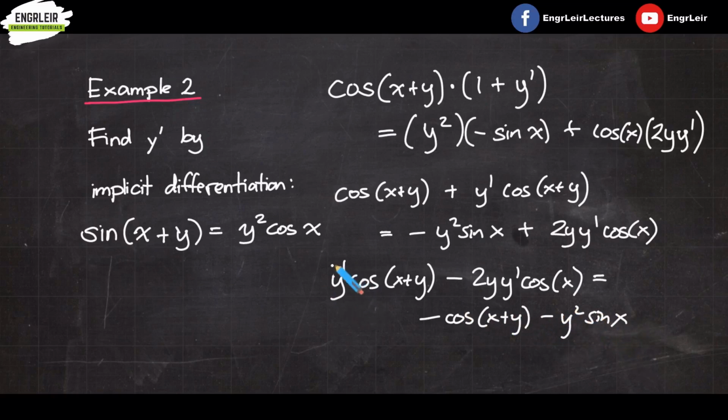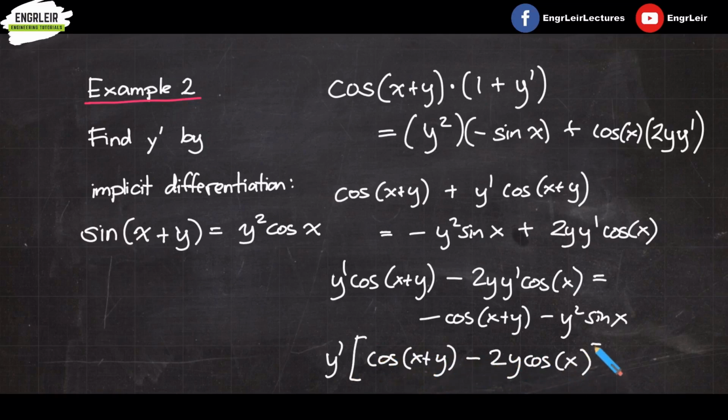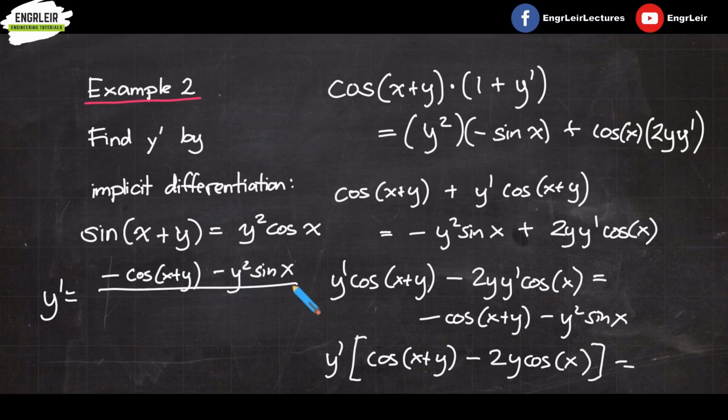Okay? Then, let's factor out the y prime. So, y prime times cosine of x plus y minus 2y cosine of x. Okay? Is equal to this value. Now, if you divide it by this value, you can now get our y prime. So, let's write here: negative cosine of x plus y minus y squared sine of x, all over this, which we will use as the denominator, cosine of x plus y minus 2y cosine of x.